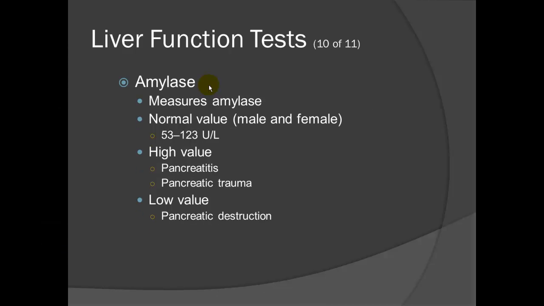Amylase and lipase are the next two. They also show us if someone has a possible gallstone. Amylase: normal value in males and females is going to be 53 to 123. A high value on this level would say that they had pancreatitis. Number one cause of pancreatitis is a gallstone in the common bile duct, or a pancreatic trauma of some sort. Low value would suggest pancreatic destruction. Lipase measures lipase. Normal value in males and females. Lipase is an enzyme that catalyzes the breakdown of lipids. A high value in this would suggest pancreatitis or pancreatic trauma. Low value has no clinical significance.